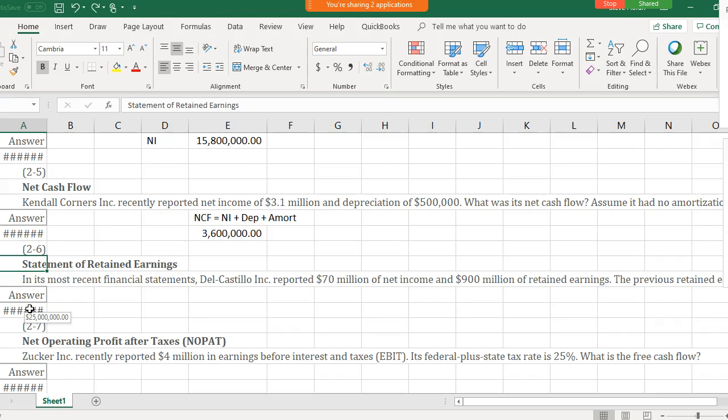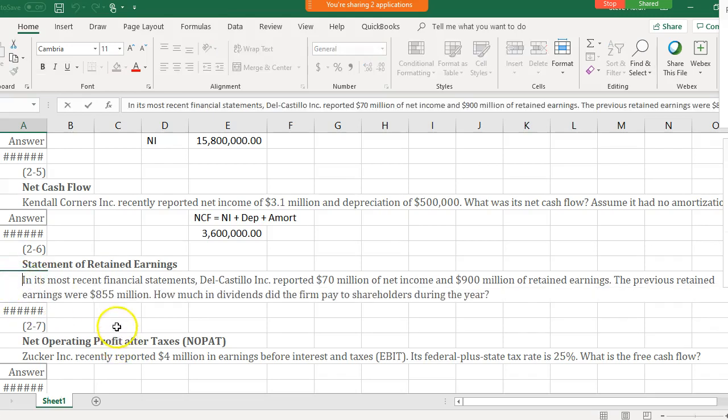And so the question they're giving us here, it says here in its most recent financials, Del Castillo Company had $70 million of net income, $900 million of retained earnings. The previous year retained earnings were $855. So what you have to remember is net income makes retained earnings go up. And it says how much in dividends did the firm pay? Well, we have to back out dividends, right? So you have retained earnings. It goes up for net income. It goes down for dividends paid. Okay, if you can remember that, life is good. That'll help you a lot with a few of the problems that you'll have this week.